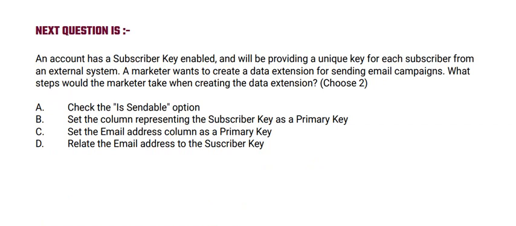Choose two options, and the options are: option A, check the is sendable option. Option B, set the column representing the subscriber key as a primary key. Option C, set the email address column as a primary key. And option D, relate the email address to the subscriber key. The correct option is option A and D.